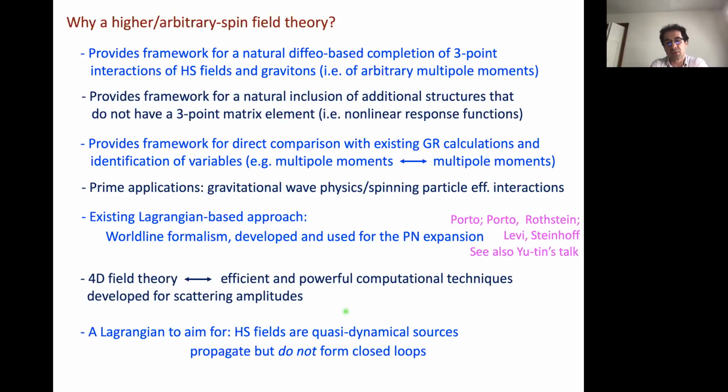So the kind of Lagrangian that we aim for is not one that allows higher spin fields to propagate inside loops, because that stuff is in fact a quantum mechanical effect, and we care only about the classical physics in this particular talk. So the higher spin fields are to be thought of as dynamical, or rather quasi-dynamical sources, meaning that they are allowed to propagate, but they don't appear in closed loops. Another way to think about this Lagrangian is as a generating function of all possible form factors of a product of two such higher spin fields.